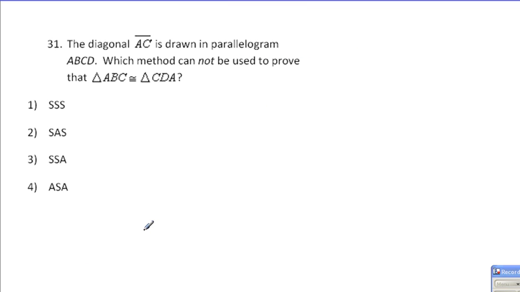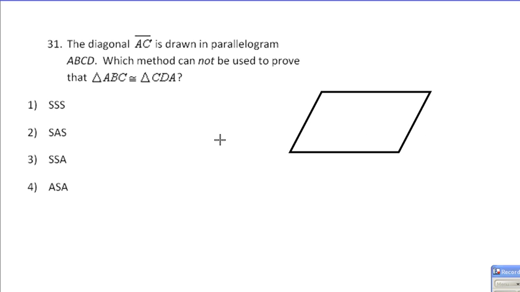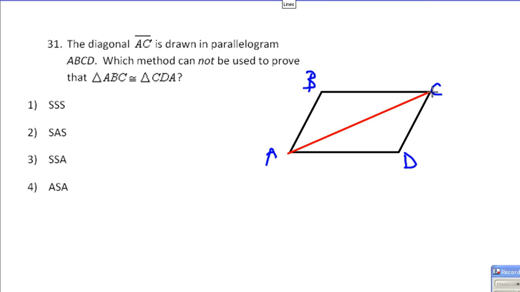Diagonal AC is drawn in parallelogram ABCD. Okay, so let us draw a diagonal here. A, B, C, D. Now, AC is the diagonal drawn. Which method cannot be used to prove that these two triangles are congruent? Can we use SSS? Yes, because this is the reflexive side and opposite sides are equal to each other. So that is possible.